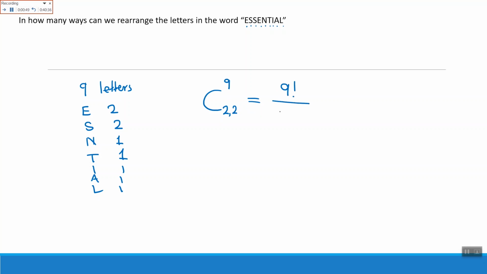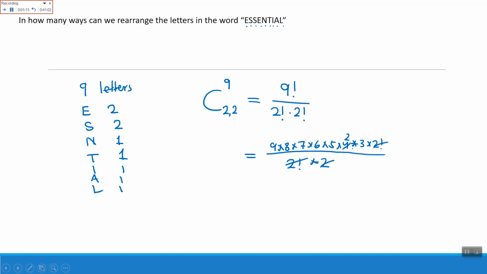So it's 9 factorial over 2 factorial times 2 factorial, which is 9 times 8 times 7 times 6 times 5 times 4 times 3 times 2 factorial over 2 factorial times 2. 2 factorial cancels 2 factorial. 2 cancels 4, for example, we get 2. And then we multiply the rest of the numbers. I'll use a calculator for this one. I have 9 times 8 times 7 times 6 times 5 times 2 times 3. And the answer is 90,720.